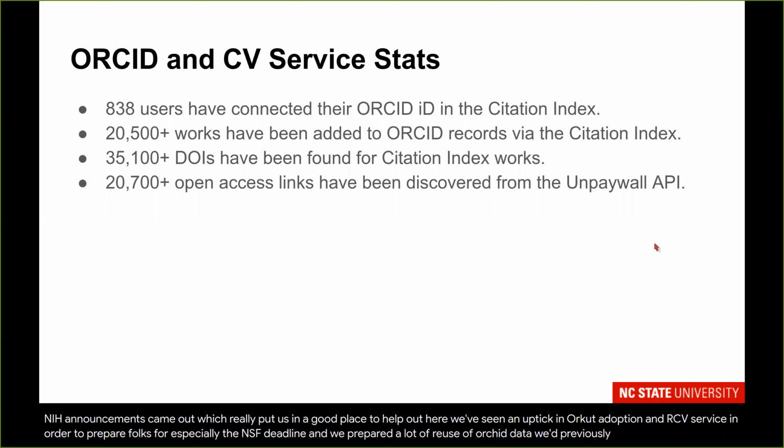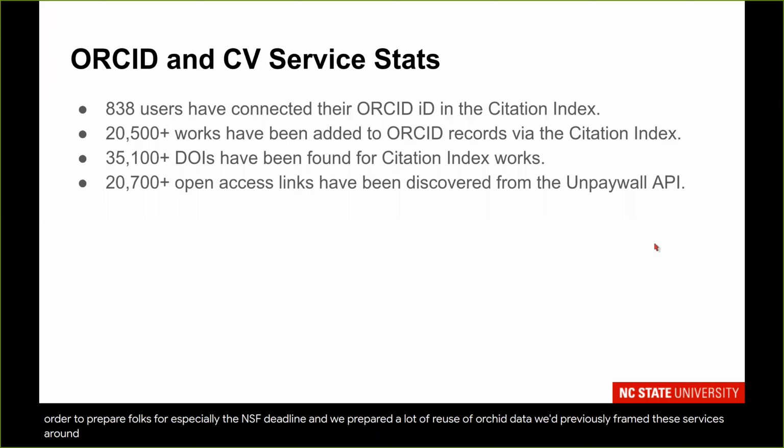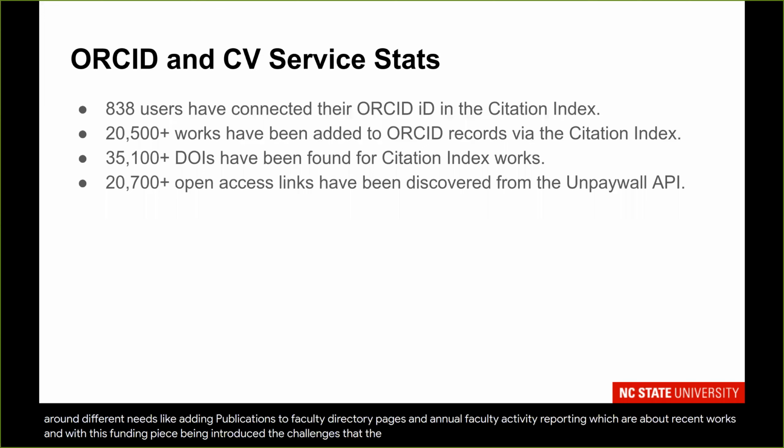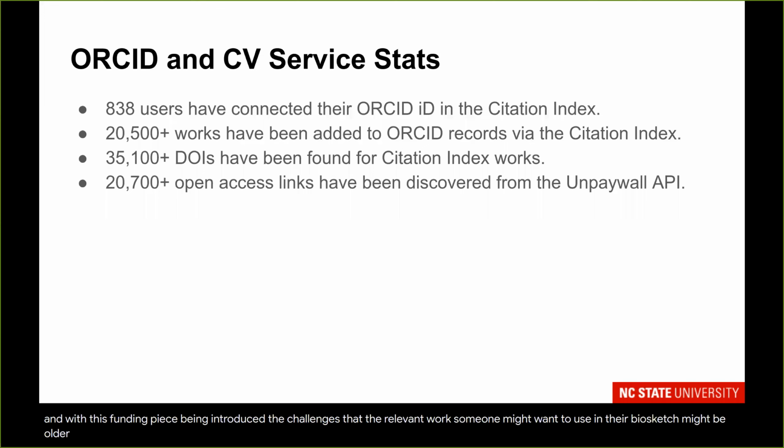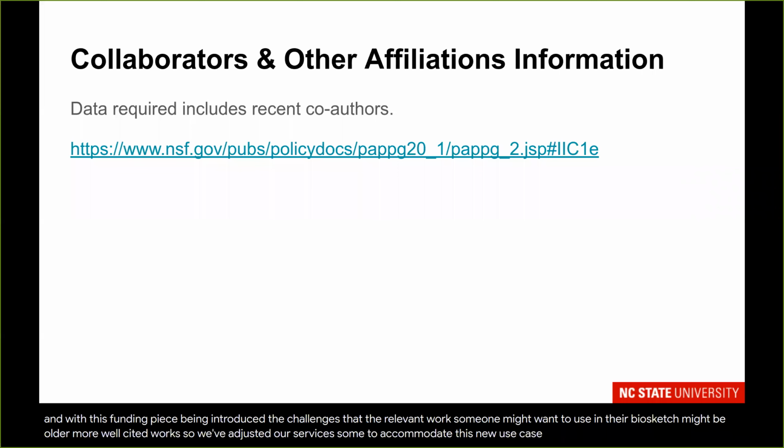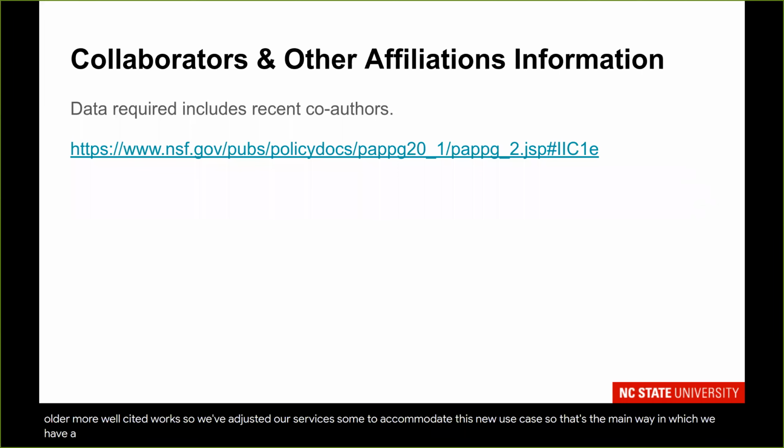We previously framed these services around different needs, like adding publications to faculty directory pages and annual faculty activity reporting, which are about recent works. And with this funding piece being introduced, the challenge is that the relevant works someone might want to use in their biosketch might be older, more well-cited works. So we've adjusted our services some to accommodate this new use case. That's the main way in which we have a story around ORCID and funding.